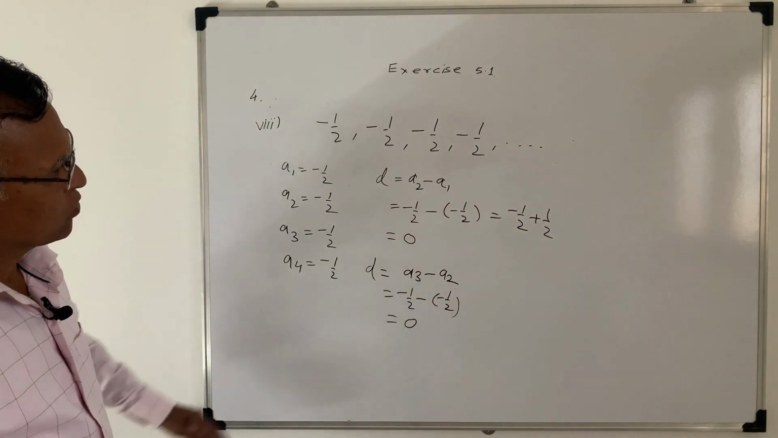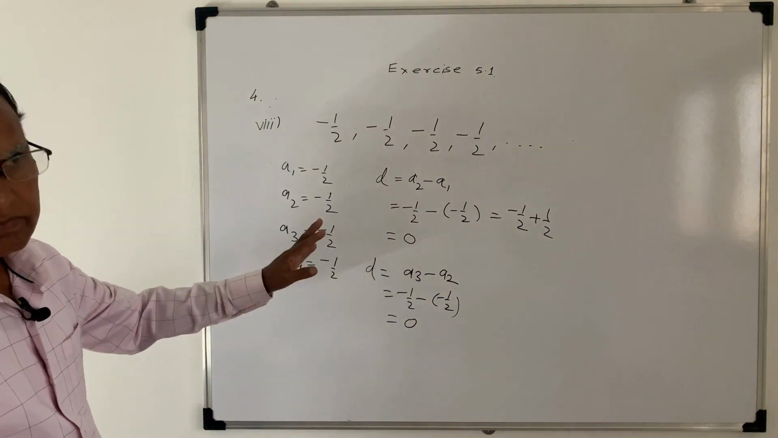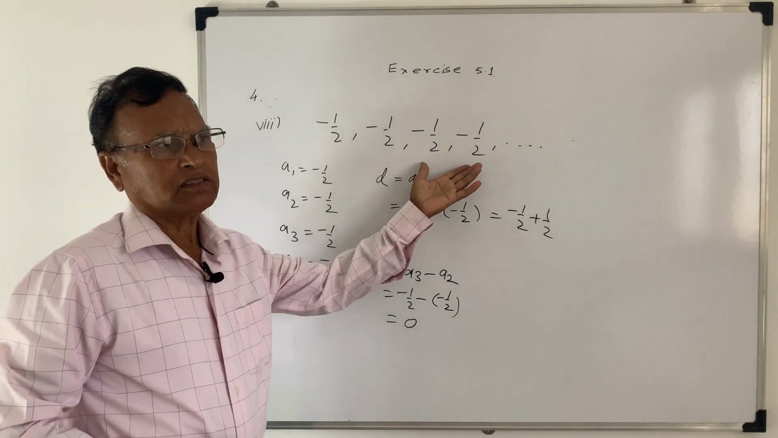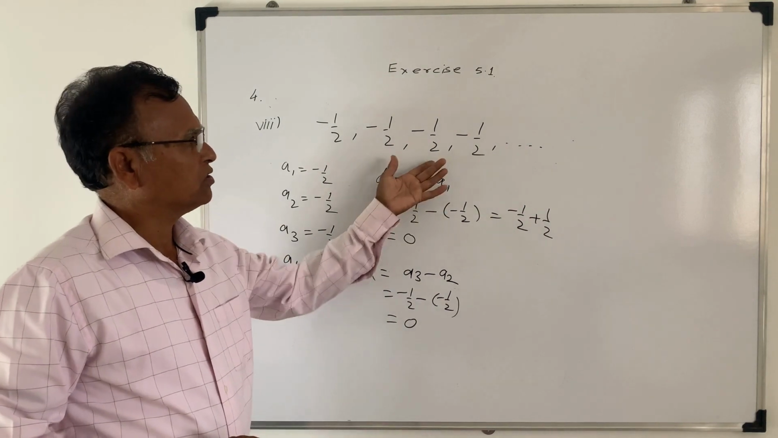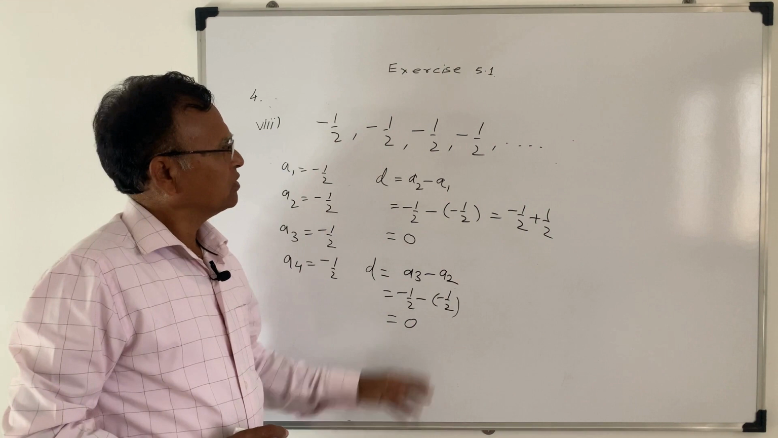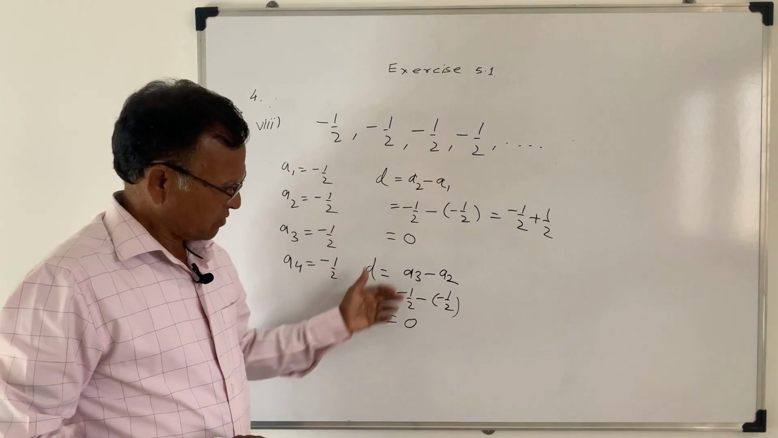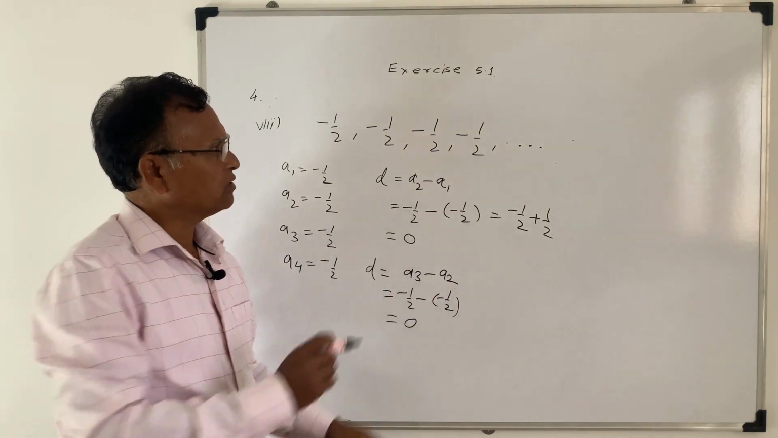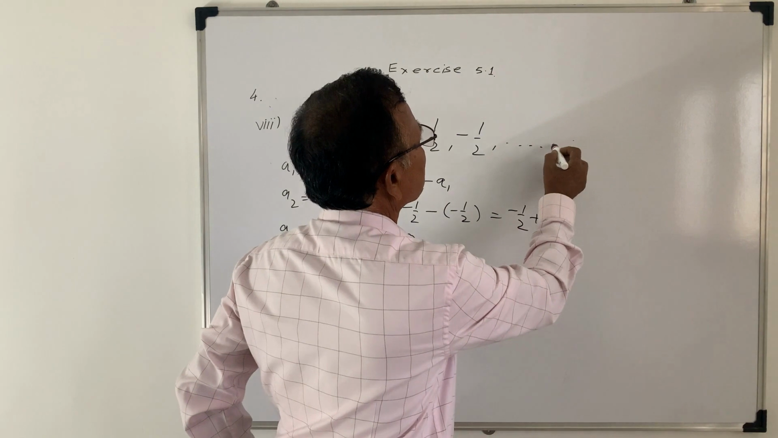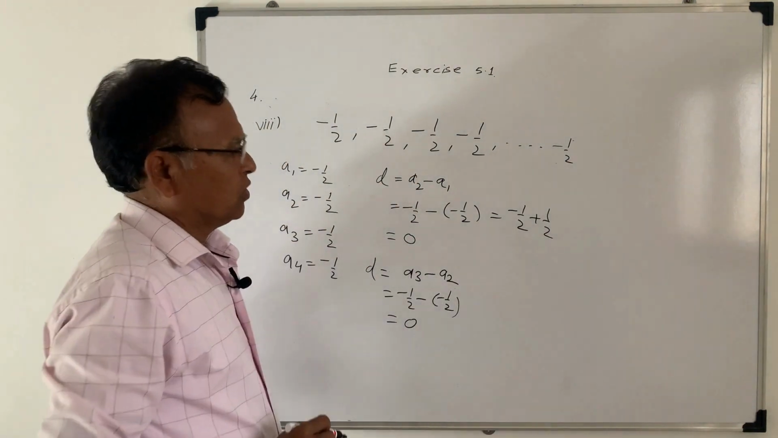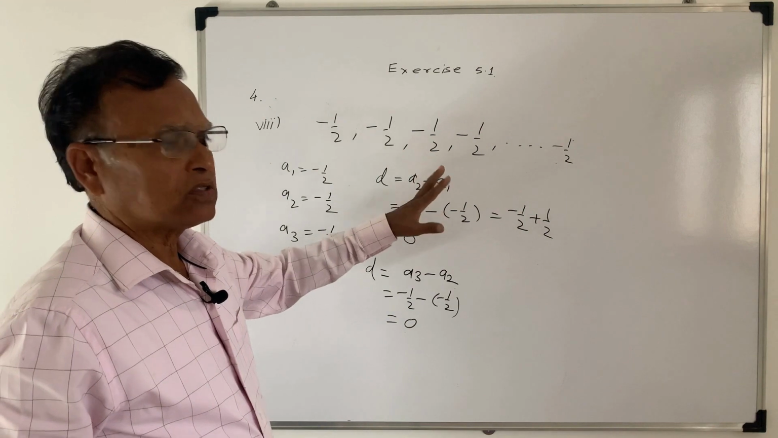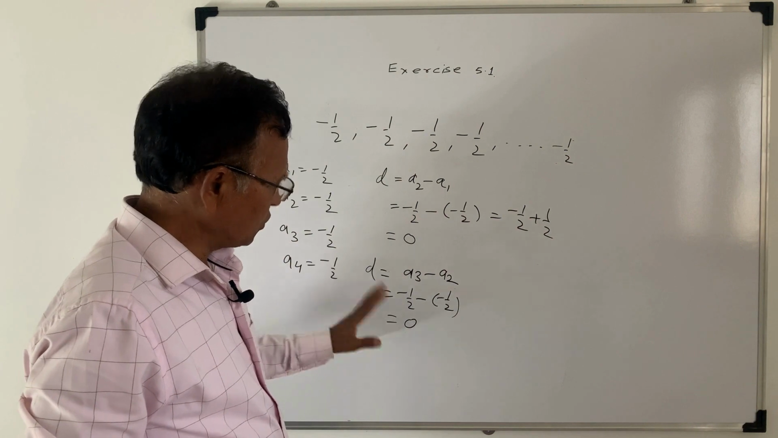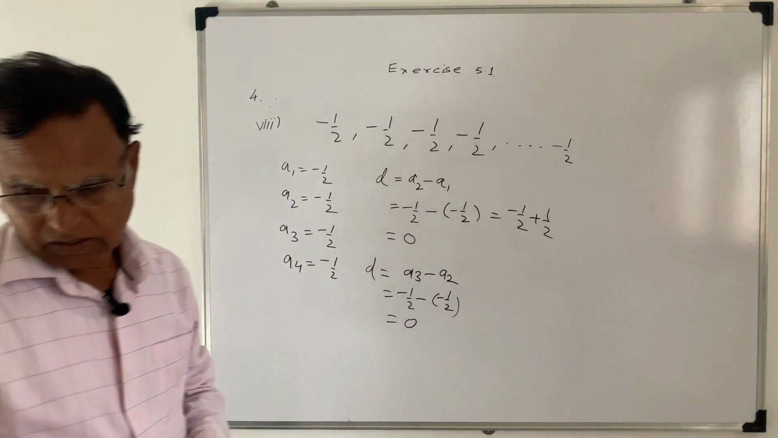Okay, so here common difference is same in all terms, but it is neither increasing nor decreasing. The terms are constant, whatever be the last term, that will be also minus 1 by 2. So therefore it is a constant sequence, and common difference is 0, and therefore it is also an arithmetic progression.